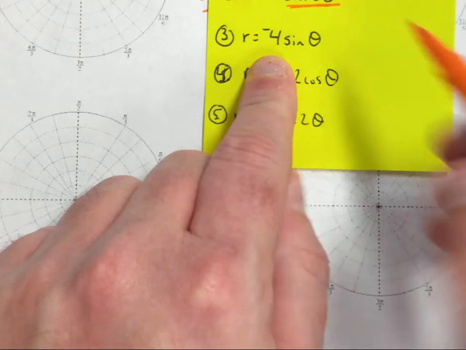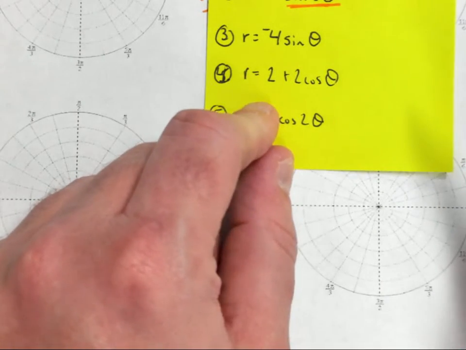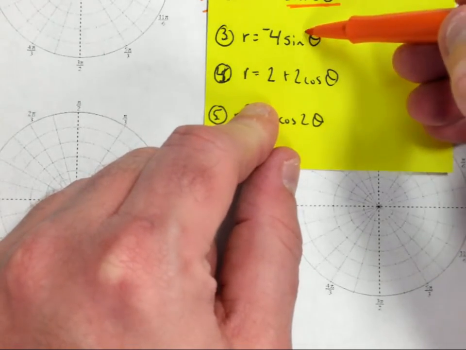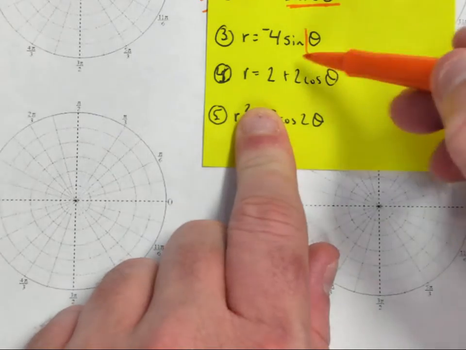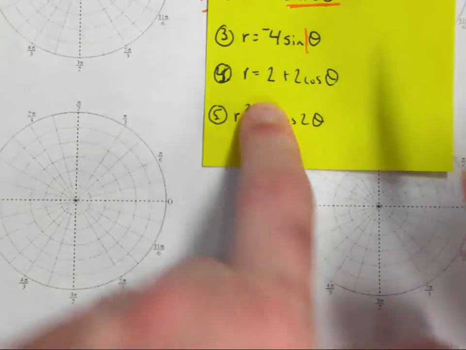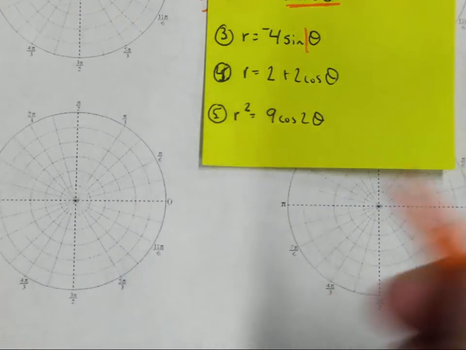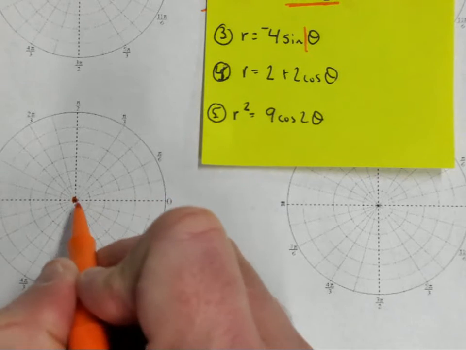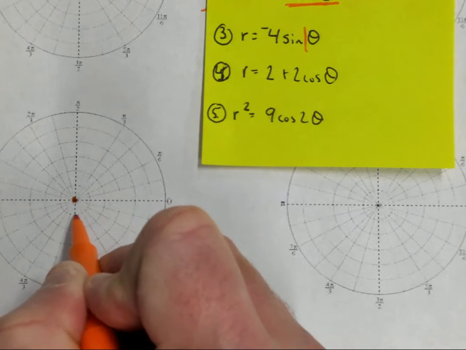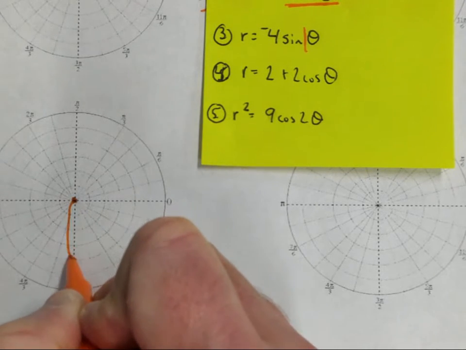Number 3, Taylor, what type is this right here? Circle. I know it's a circle because you have a 1 right there. It is sine. So would that deal, Reese, with my horizontal or vertical? So I go to 0 for a circle. There's always a point there. And I'm going to go down 4. 1, 2, 3, 4. And draw a circle.